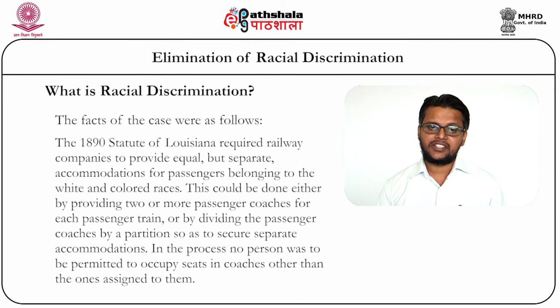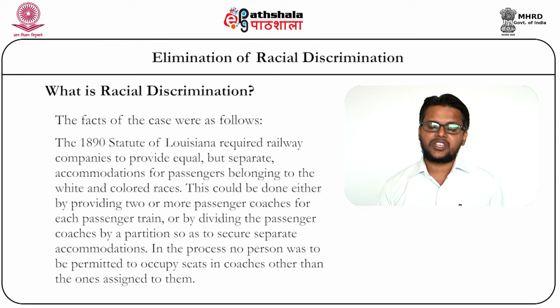The 1890 Statute of Louisiana, now Louisiana is a state in the United States of America, required railway companies to provide equal but separate accommodations for passengers belonging to the white and colored races. This could be done either by providing two or more passenger coaches for each passenger train, or by dividing the passenger coaches by a partition so as to secure separate accommodations.